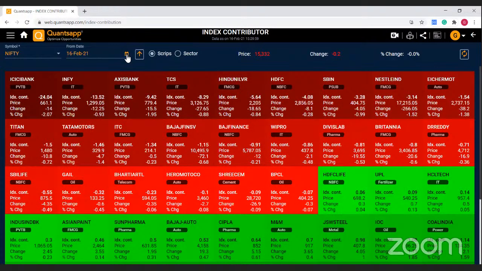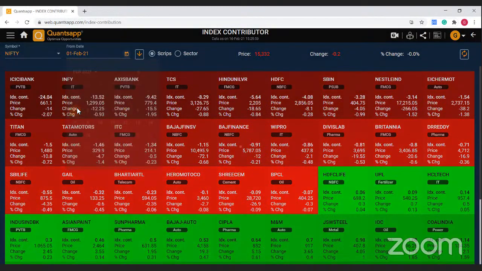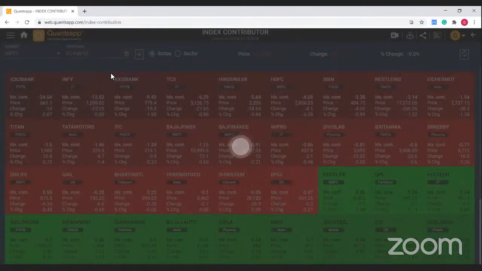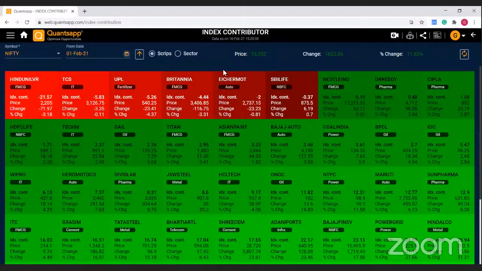Further, you also have the from date. So suppose from the 1st of February, that was the day of the budget. I want to see the changes that have happened in the Nifty and Bank Nifty from the 1st of February. So I can see that Nifty has almost increased by 1600 points, and that is around an 11.8% change.